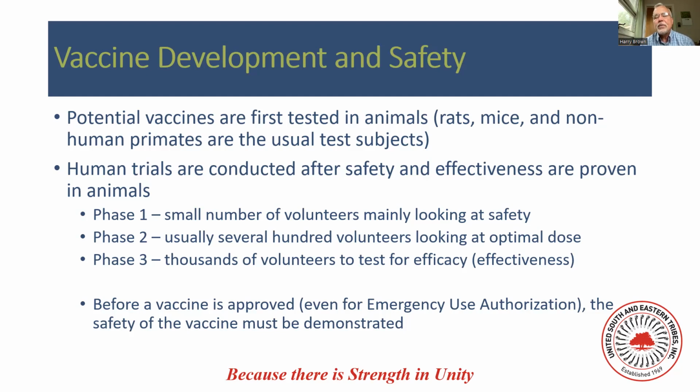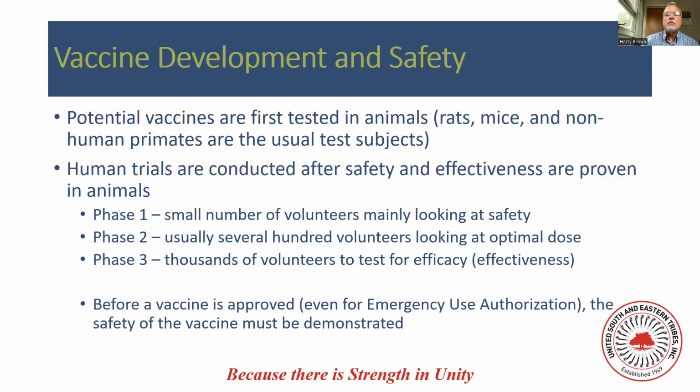Phase 1 is a small group of very brave people who are willing to have this vaccine candidate injected. This is mainly to see whether the people drop dead or develop some horrible thing. That almost never happens because they've already tested it in animals. Then they move on to phase 2.